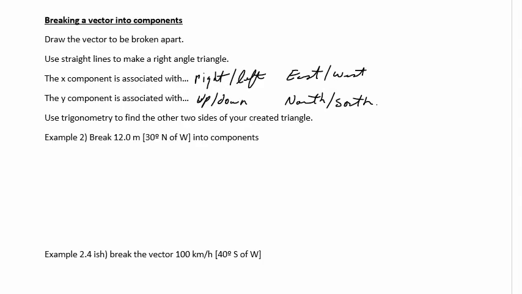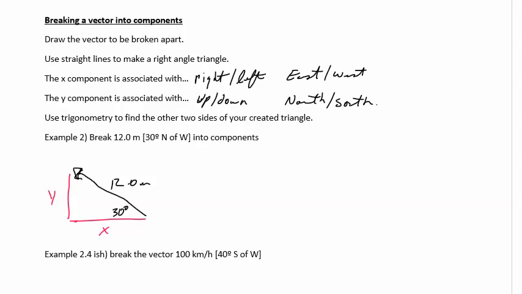So we draw the vector, and we're going to make a right angle triangle to find the two sides. So here we've got 12 meters at 30 degrees north of west. So starting at west, turning 30 degrees towards the north would look something like this. And it's 12.0 meters long. And so this has an x piece and a y piece. Really, ultimately, once you've drawn this vector, you're just looking for the other two sides using trigonometry.